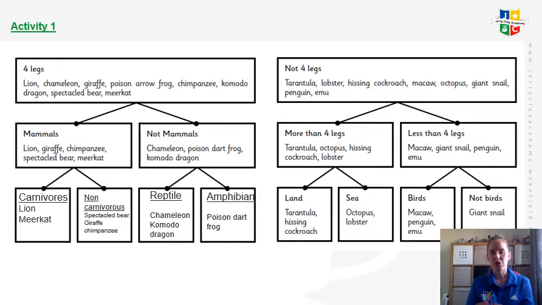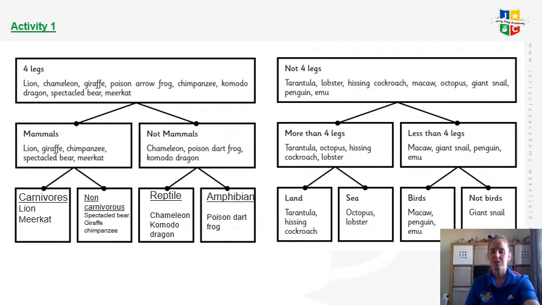Then on the other side, on the not mammals, I split that group again into reptiles and amphibians. So we have the chameleon and the Komodo dragon, which are reptiles, and the poison dart frog, which is the amphibian. So that group was then classified and sorted. And as you can see then, from the top animals, we had 1, 2, 3, 4, 5, 6, 7, 8 animals, and we broke them down even further. So at the bottom, there's maybe 2 or 3 animals in each section.